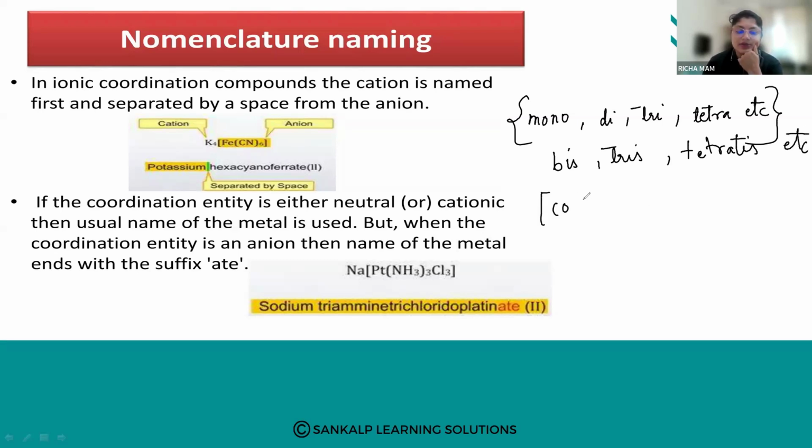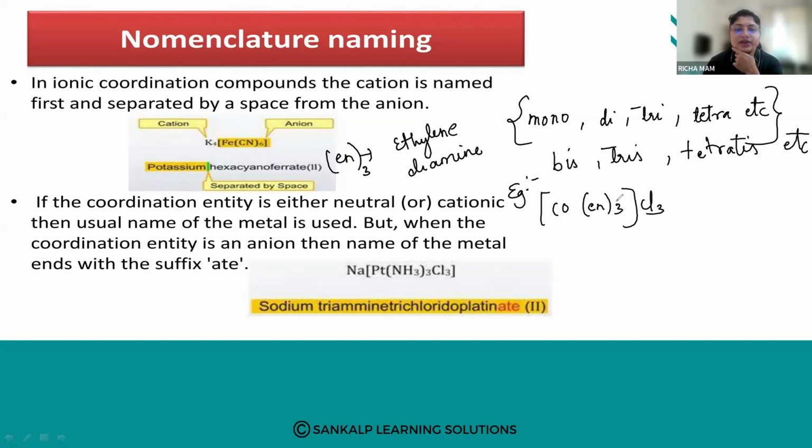Suppose I'll give you an example: Co(en)3Cl3. So how are we going to name this? First of all, en is what? En is ethylenediamine. In the name itself, what is there? Di is there, right? So how many ethylenediamines are there? Three. So you cannot write triethylenediamine because again it will be confusing, since you have diamine in the parent ligand itself. So how are you going to name it? Now you are going to use tris, because it is three.